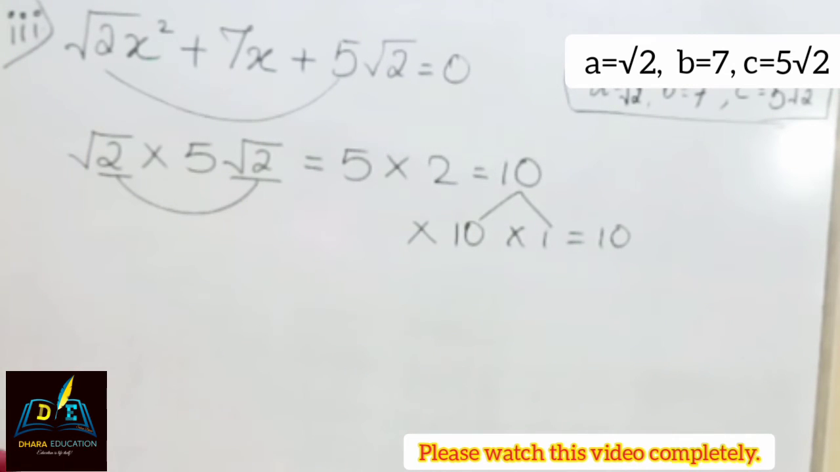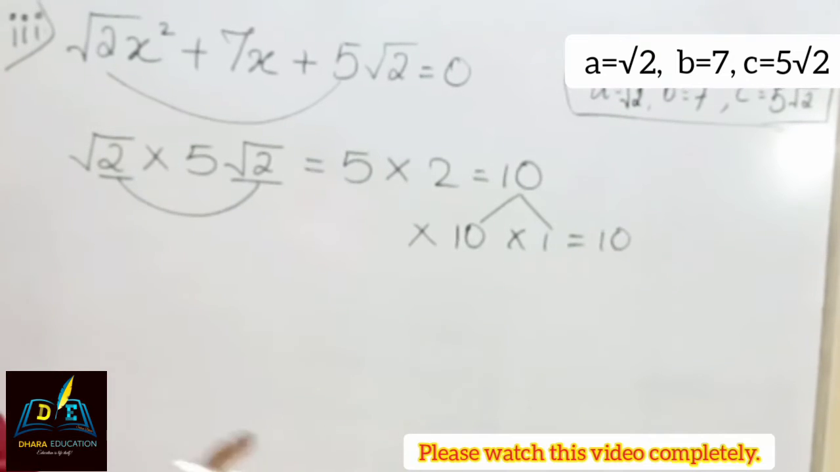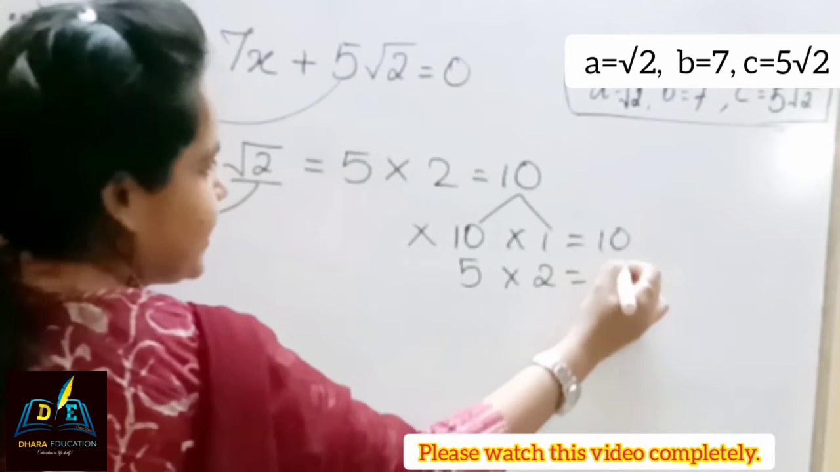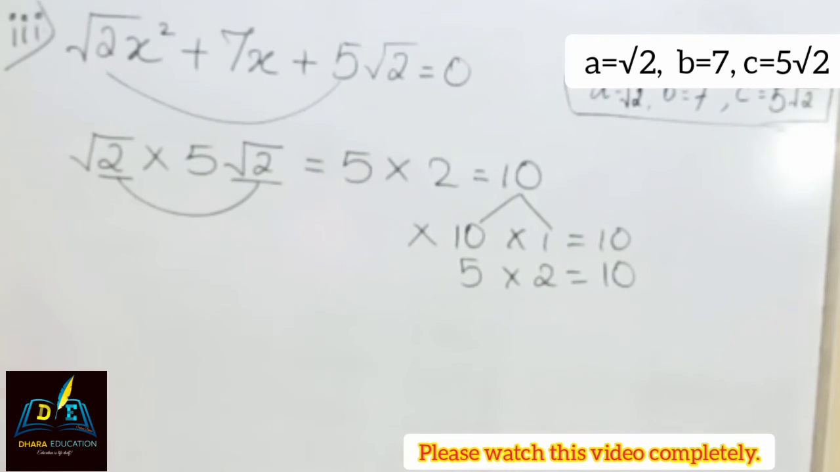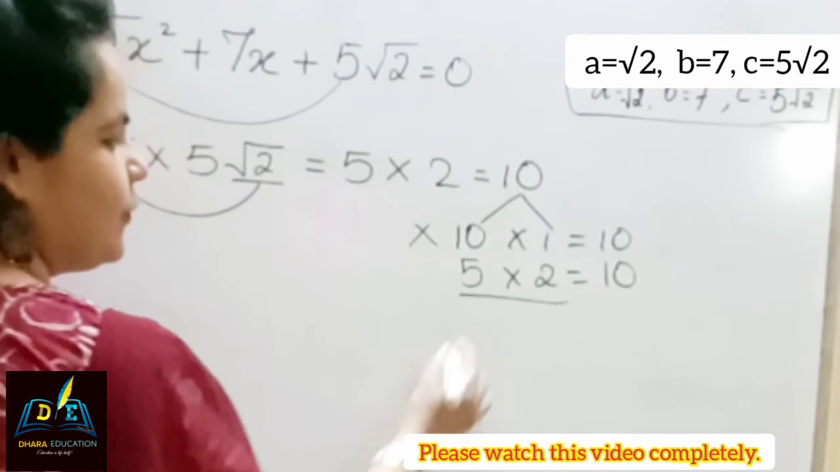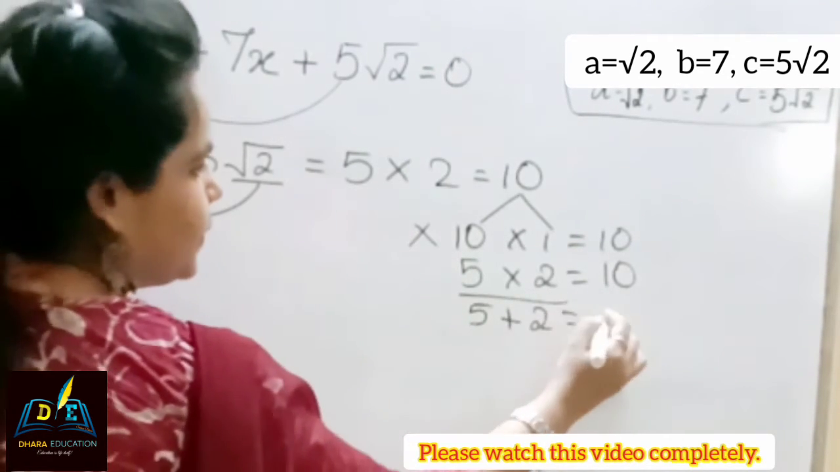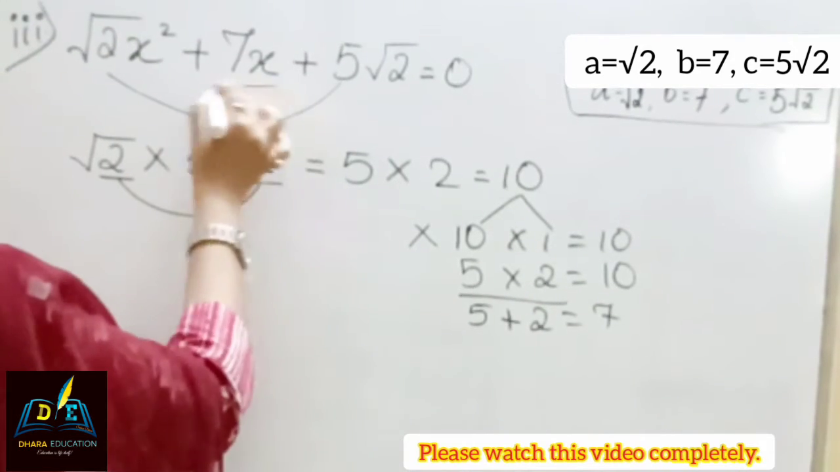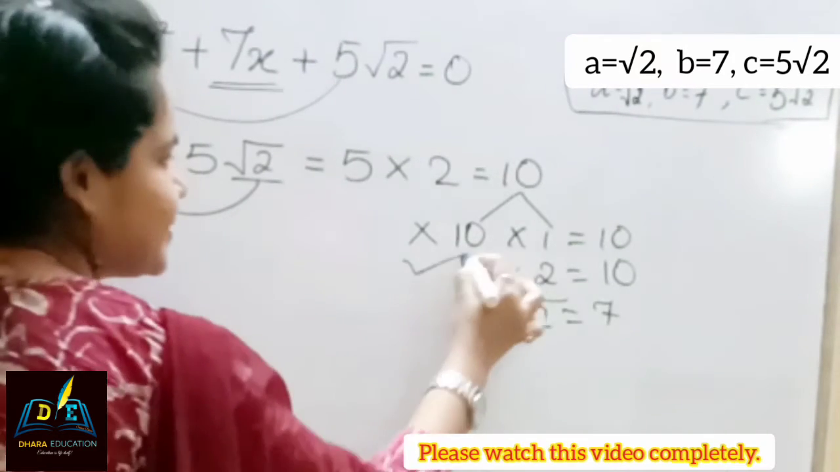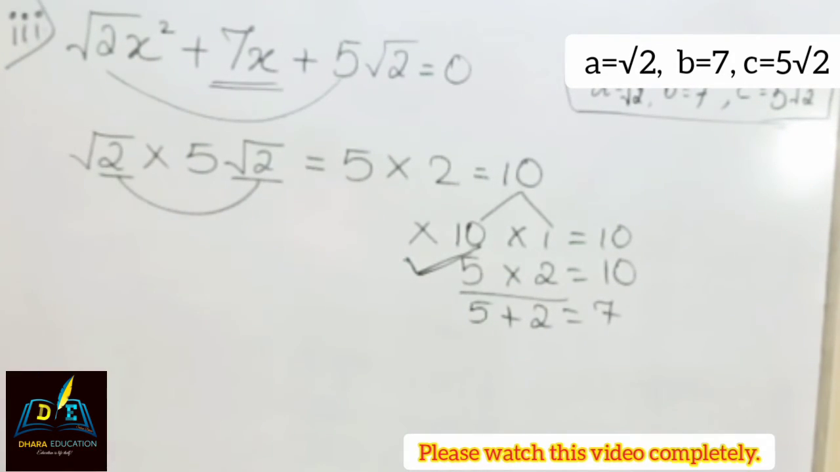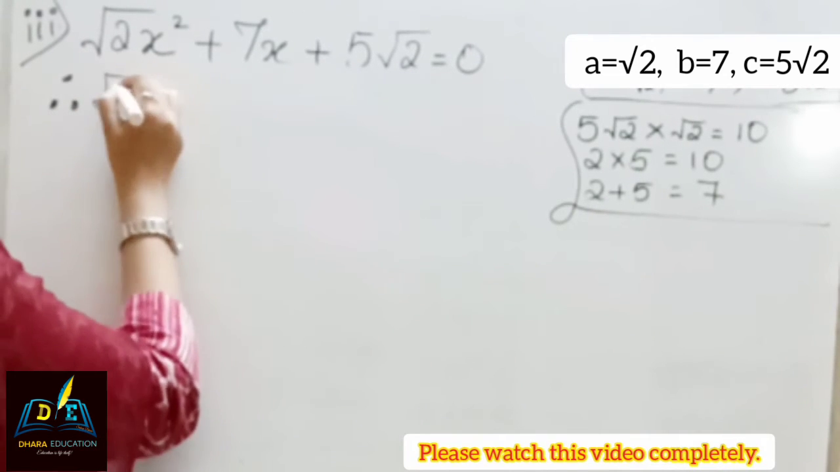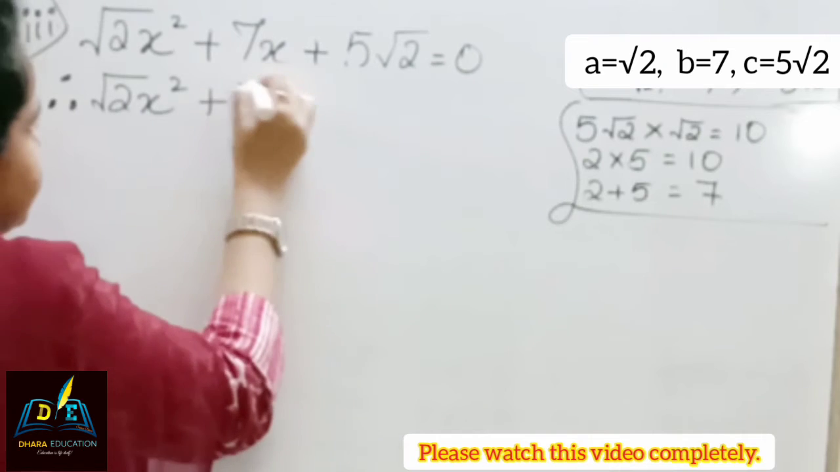On the other hand, the numbers we should use are 5 multiplied by 2, which again gives positive 10. Correct? So now this is possible. When 5 is added to 2, we get 7. So we are getting the middle term. Am I clear? That is why this possibility is right. We need to write the first step as it is, right? So I am writing that.